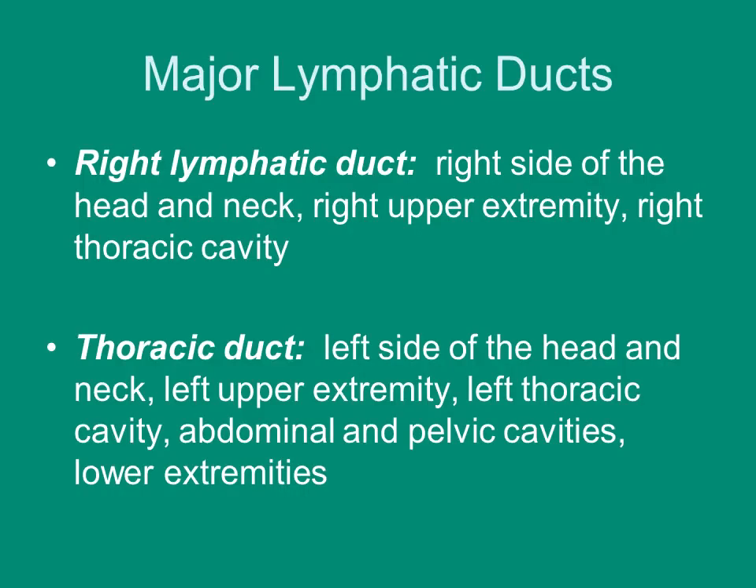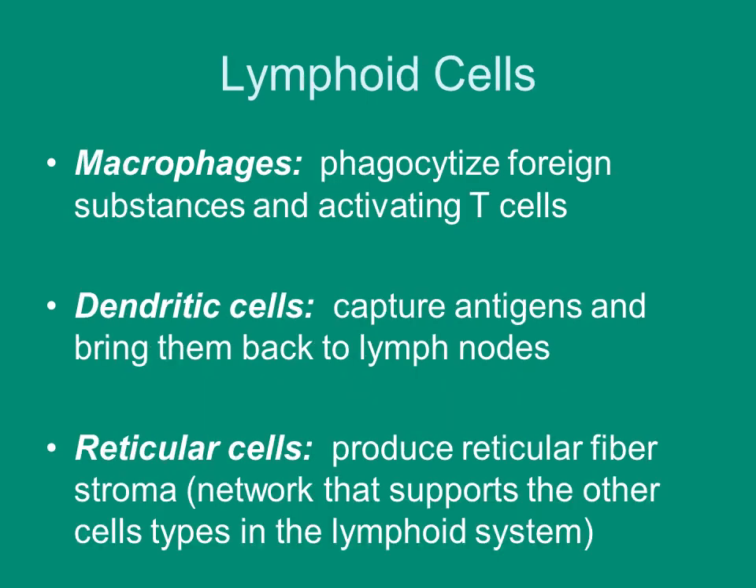So as you could see on the previous diagram, you have those two major lymphatic ducts that all the other vessels will flow into. The majority of the body is going to be drained by the thoracic duct. The lymphoid cells, there are different types of cells involved with the lymphatic system. You have macrophages, which are specialized to carry out phagocytosis. They're also going to be involved in activating your T lymphocytes.